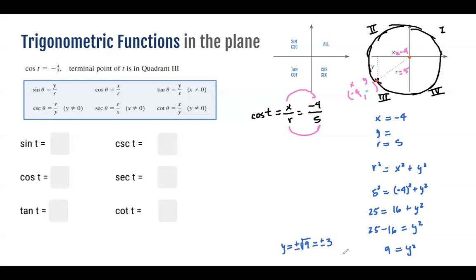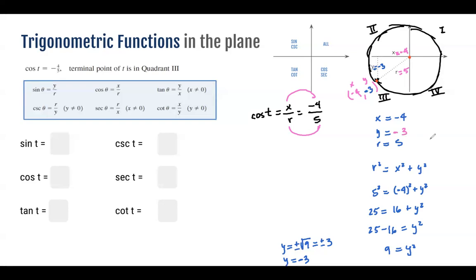So we need to consider both options, but we are already aware of the fact that in the third quadrant, y needs to be negative. So always be aware of the quadrant. So that means that our final answer is going to be that y is equal to minus 3. And over here, y is equal to minus 3. And let's write that down. So we have that y is equal to minus 3.